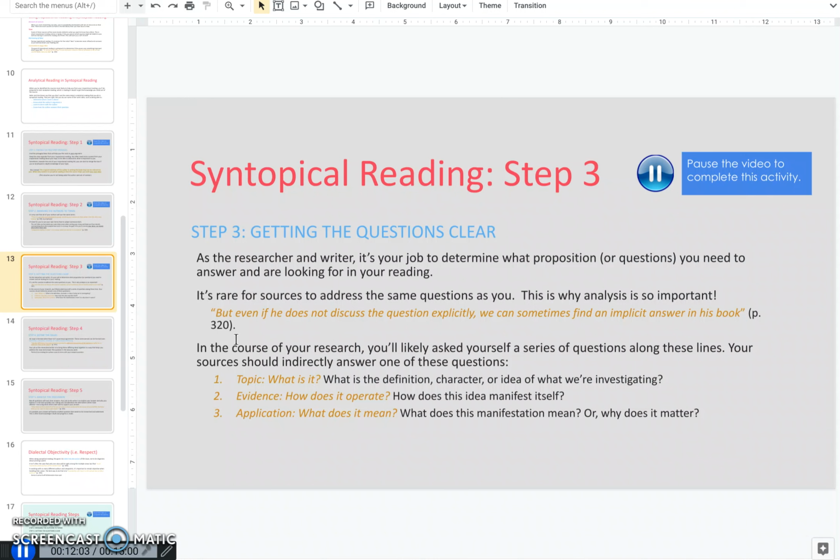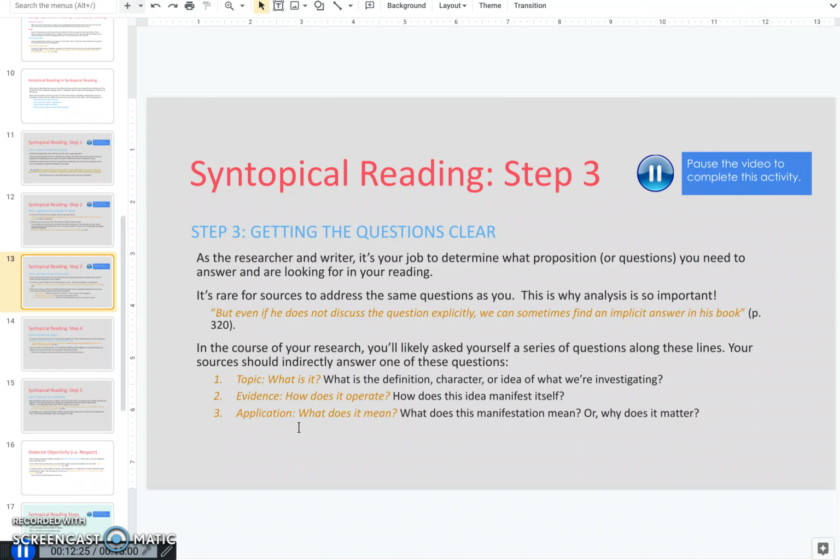Adler and Van Doren word it this way: "But even if the source does not discuss the question explicitly, we can sometimes find an implicit answer in the book." What that means is that even if the source doesn't explicitly or directly address the problem or topic you are dealing with, there may still be some information that you can use.